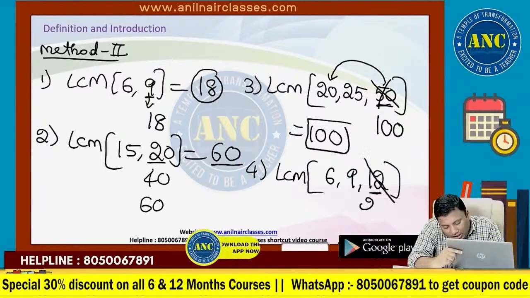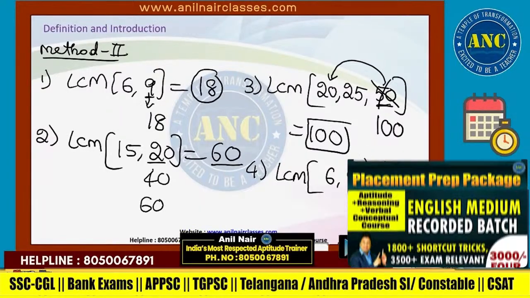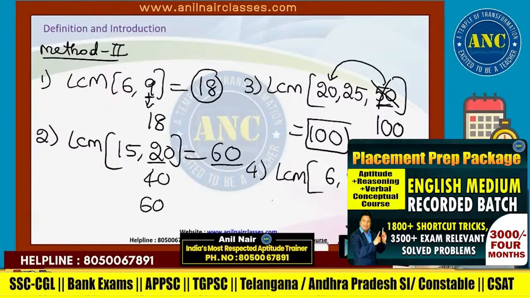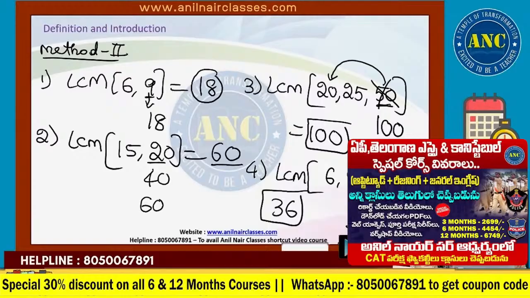Take the multiple of 12. 24. Is 24 divisible by 9? No. Take the next multiple. 36. 36 is the answer. I hope it is clear.